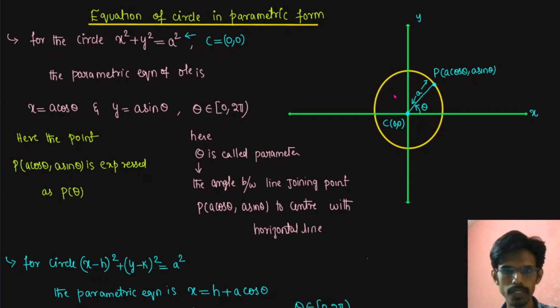Okay, for this we have the parametric form x equal to a cos theta, y equal to a sin theta. Right, now if I drop a perpendicular here, 90 degrees, then we get this point as a cos theta, a sin theta by applying some trigonometric formulae.